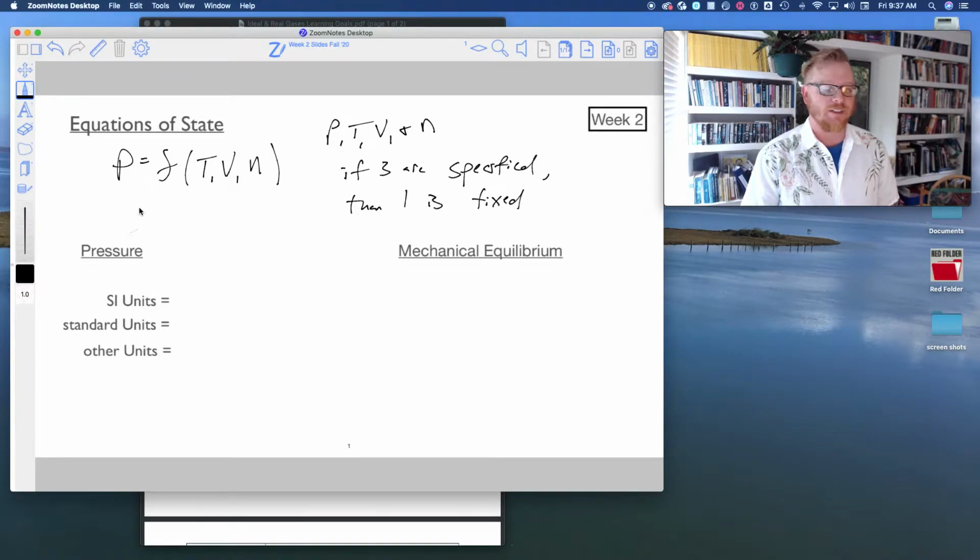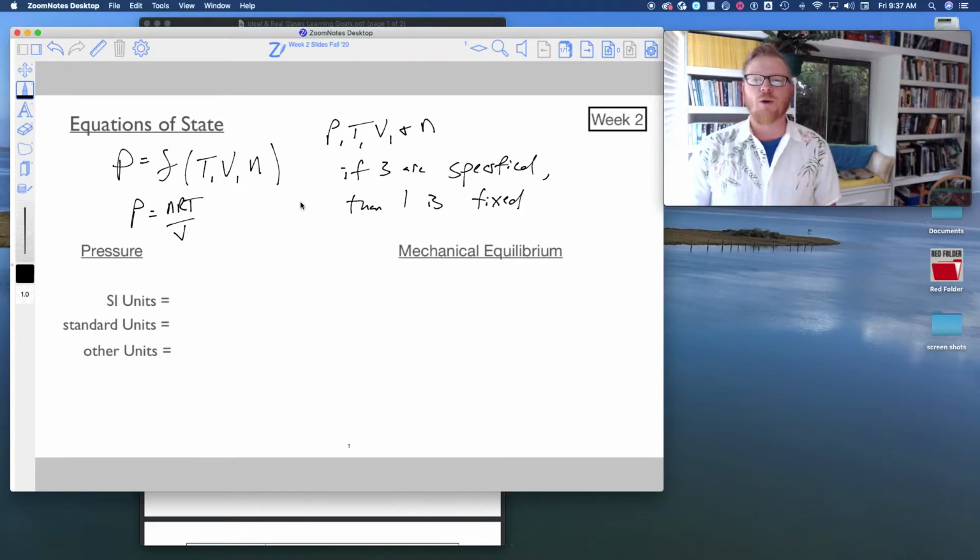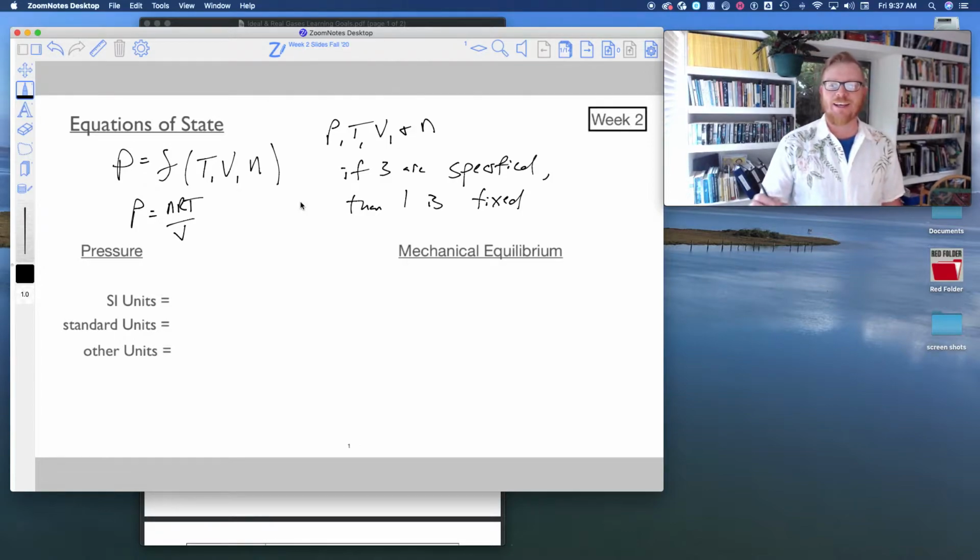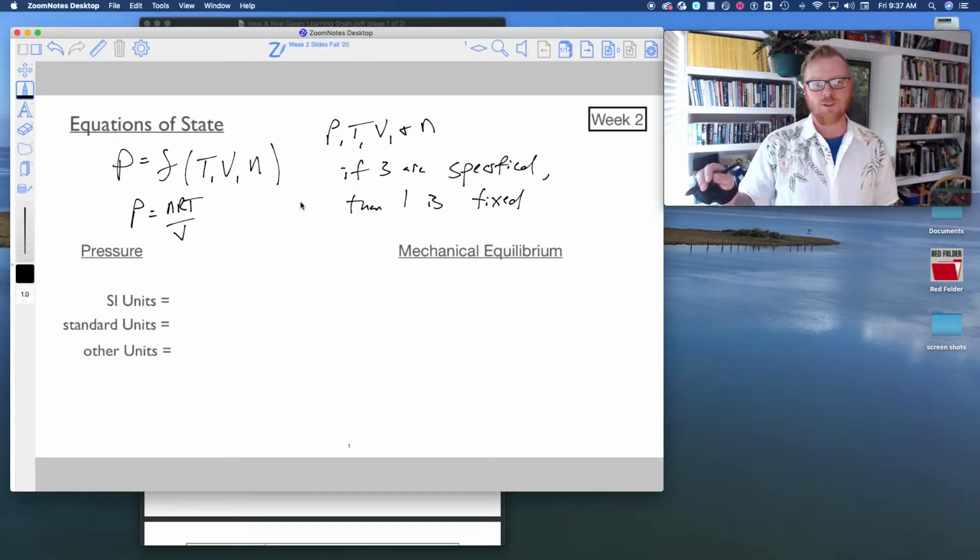And so, of course, an example of this that hopefully you all know and love: P equals nRT over V. I know you wanted me to say it real bad, PV equals nRT. I want to say it like that too, right? We've memorized PV equals nRT. But in the spirit of this equation of state, I can say P is a function of T, V, and N, which then of course equals nRT over V. So let's write that, P as a function of T, V, and N, okay?